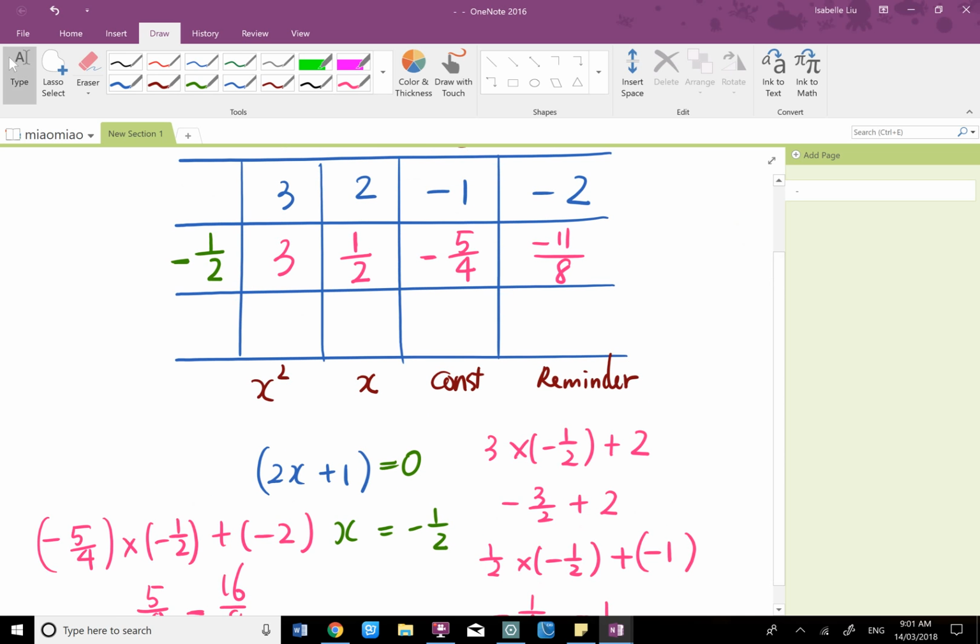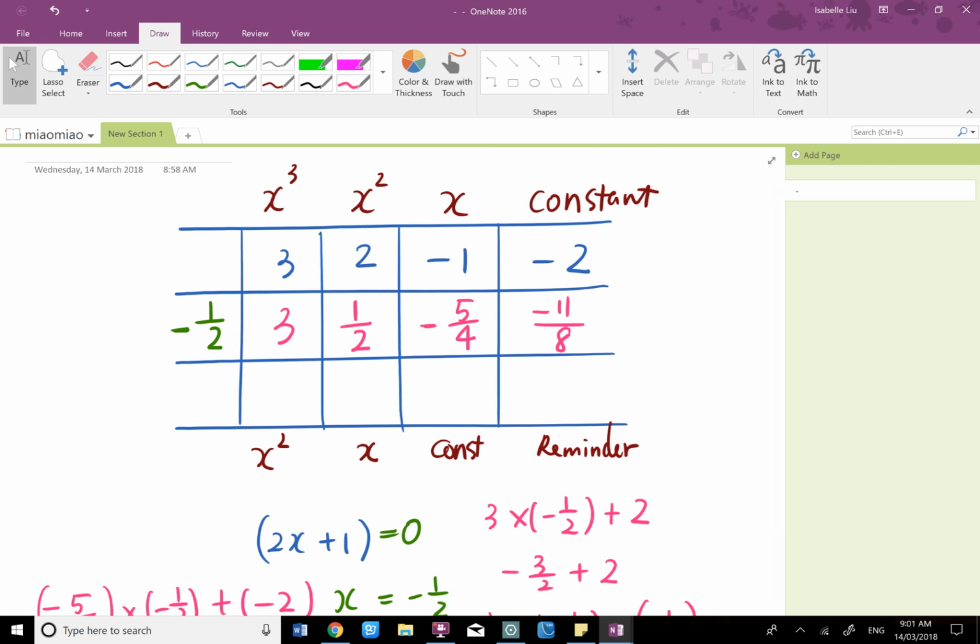What's minus 11 over 8? Do you remember that number? Remainder. Okay, so the thing is, it doesn't matter whether you have a coefficient of 1 or not 1, the remainder always stays the same. So that's always minus 11 over 8. That number is not going to change. Your remainder is your remainder. This method works for the remainder.